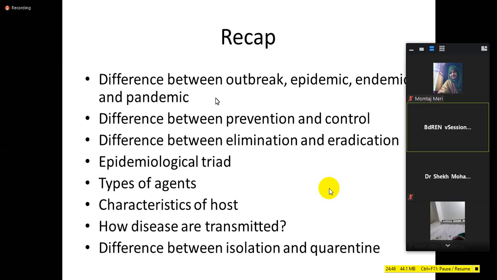Okay, so when, all of a sudden, this number suddenly goes up, that is an outbreak. If you fail to control the outbreak, then it will turn into an epidemic. When we fail to control the epidemic, then it will turn into a pandemic. So pandemic means when it has shifted from one country to other countries.